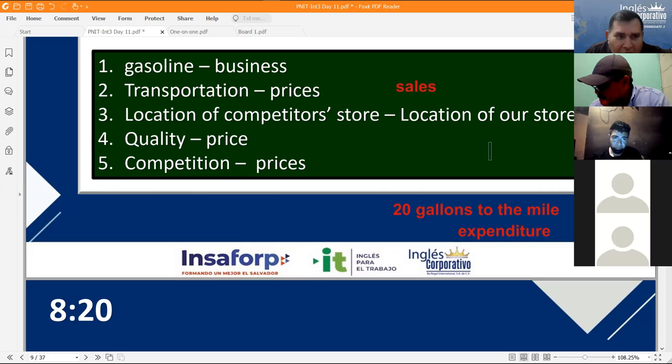Now, number 5, competition and prices. How does competition affect prices? Okay, the meaning is this. There are three stores near, they sell the same products. But there are people shouting in front of each store, come to my store, I will give you these prices. And the other person says, no, here is better because the quality is better and the prices are much better. Come here. So how does competition affect prices?